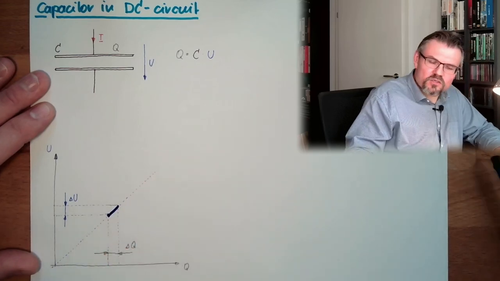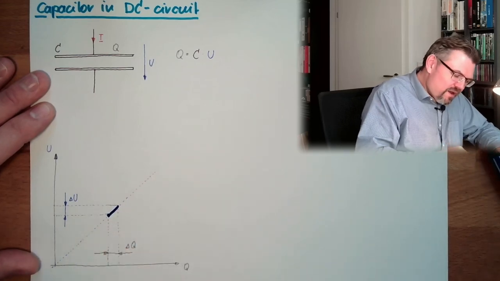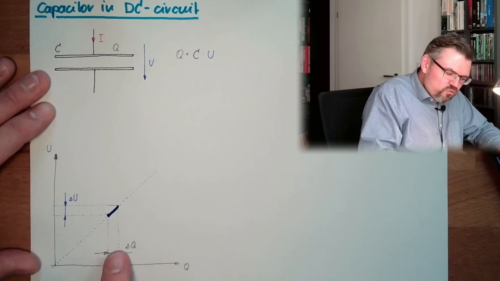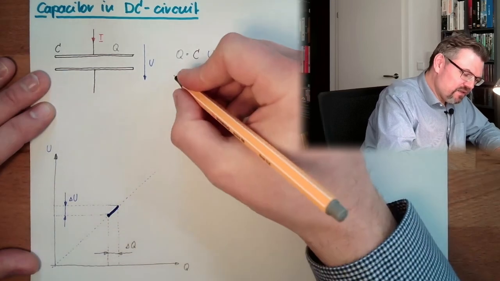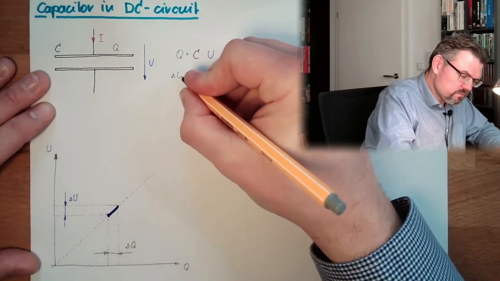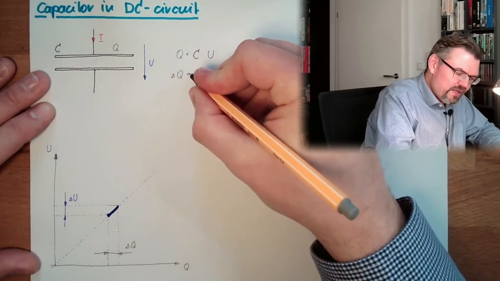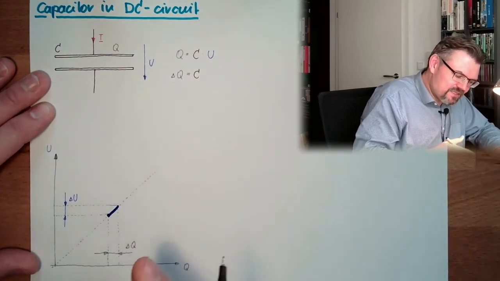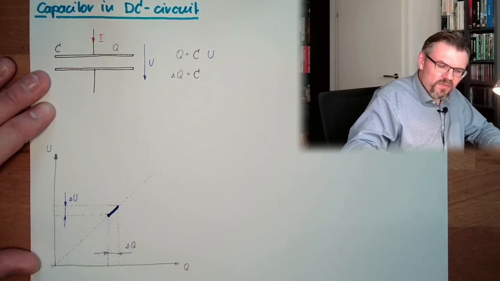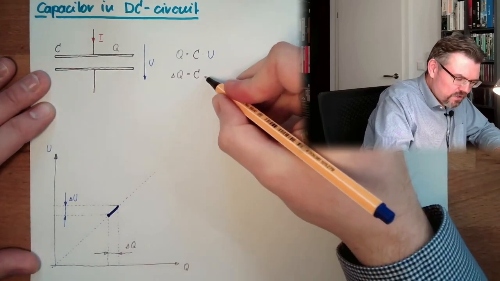And this line does not change. This line is true for all of it, so it must be true also for a bit. So if I'm using just this delta Q, it's the same steepness, the same factor between those two, and here we have delta U then.